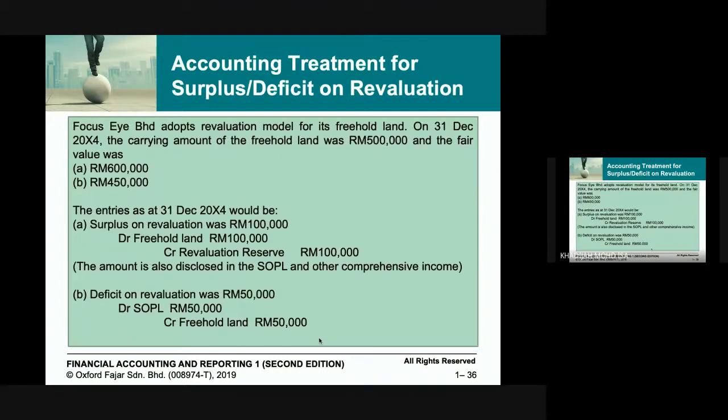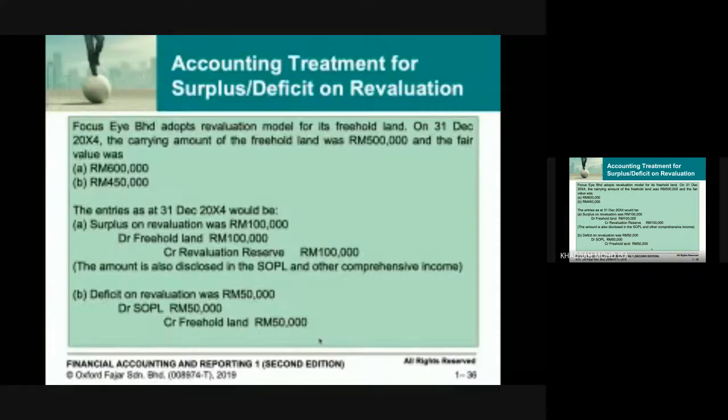So how you are going to do that, right? Let's say example again, carrying amount is 500,000, fair value is 600,000. So if the fair value is 600,000, is this a surplus or deficit? Revaluation.